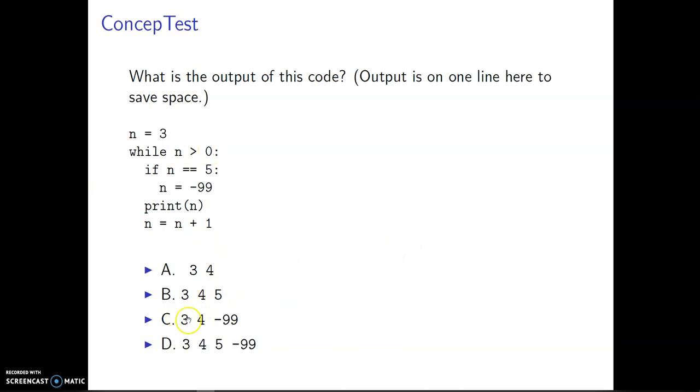So clearly C is the only option here because we never printed before we changed the value of n from 5 to negative 99. So C's got to be what we have. Okay, bring your work to class and we'll go over some of this while we're in class.